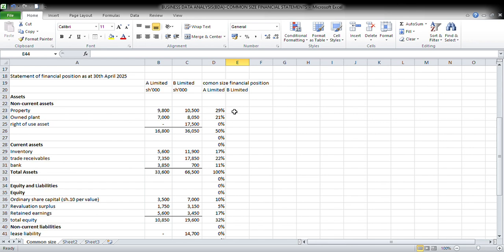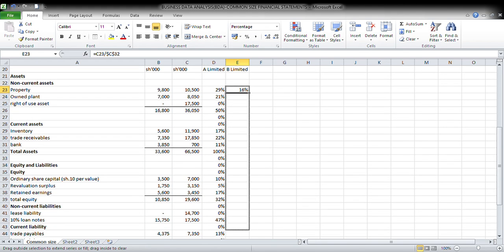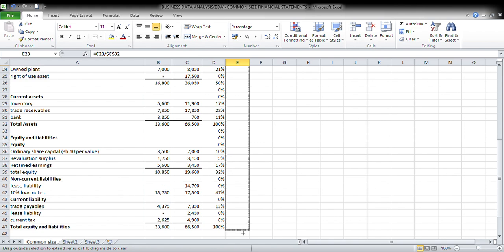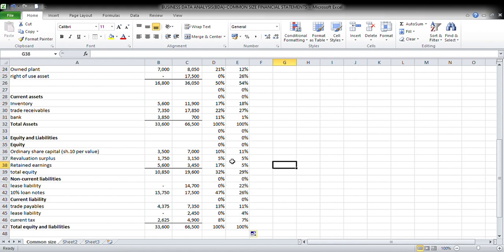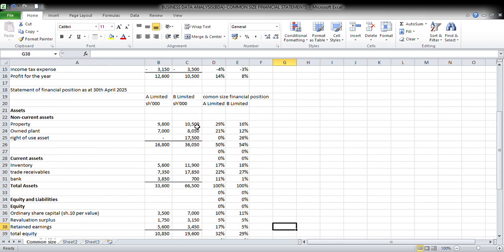Then we can do the same for the second company. So each item we express as a percentage of the total asset. Then we can change that to percentage. Then we autofill, yes, up to that point.